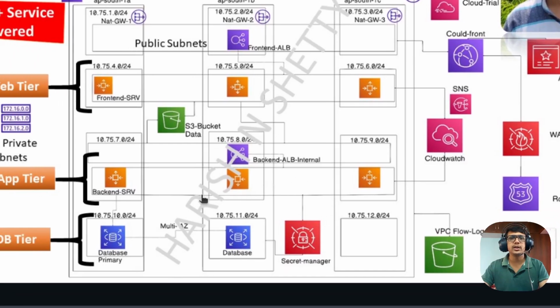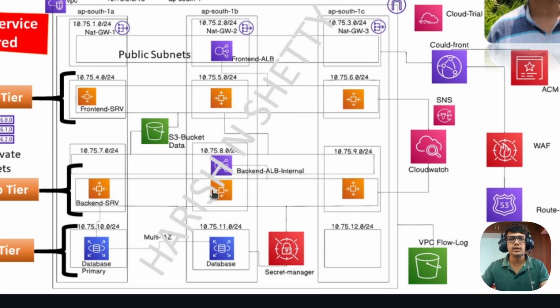One more thing I have to say, in this project we are accessing the database via Secrets Manager. We are not directly accessing the database name, address, and the endpoint of the RDS; here we are accessing it via Secrets Manager. Keep that in mind. We are also configuring the backend internal application load balancer, which you see in the image.